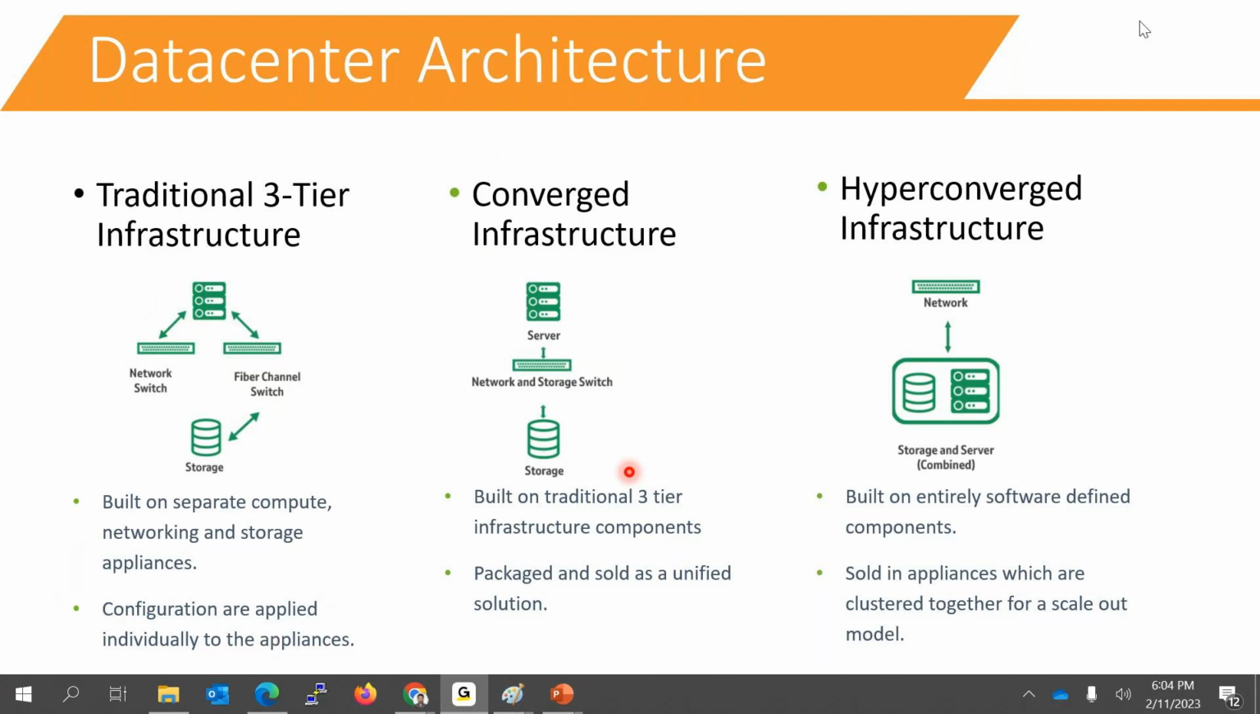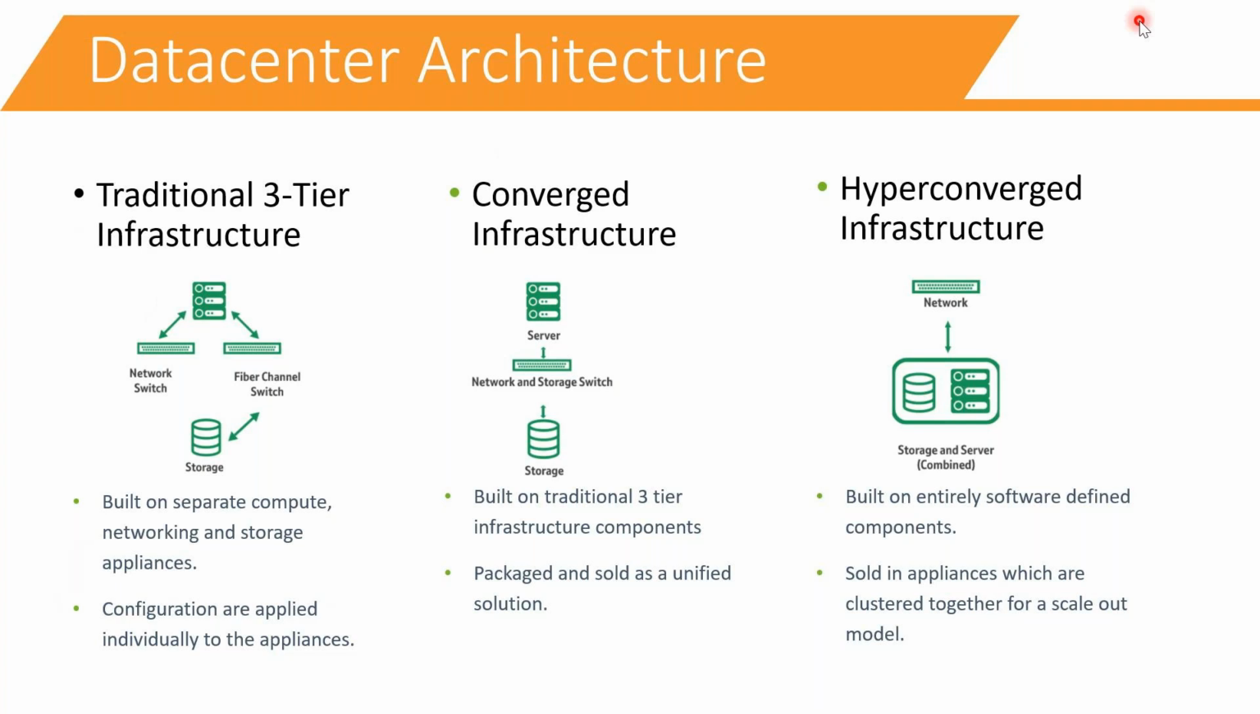Sorry guys. So traditionally it is three different components. You still have to work with three different vendors. But converged infrastructure is where you get it all in one box with centralized support. But it's still a traditional three-tier infrastructure.